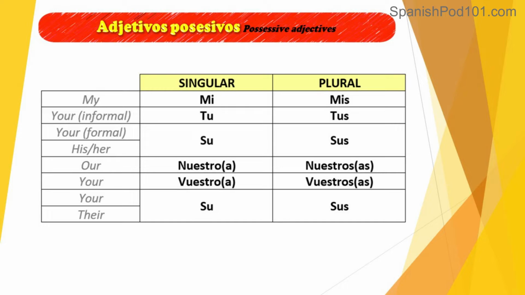Then for you all in Spain, which is vosotros, if we want to use a possessive adjective for vosotros, your, we would say the femenino singular vuestra and the masculino singular vuestro. And the plural form is vuestros, vuestras. And then remember that you all in Latin America is ustedes.